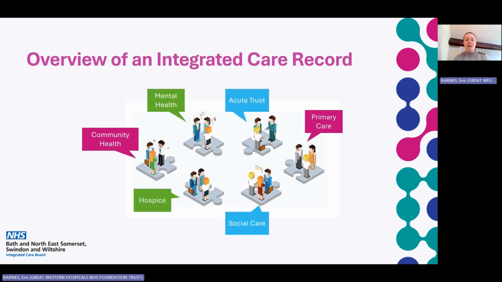So the Integrated Care Record is a platform across BSW that all organisations can access, that pulls in information from lots of different organisations' records. So from the community, from primary care, from the acute trusts, all of these places all feeding in information that can then be shared and accessed in other organisations.